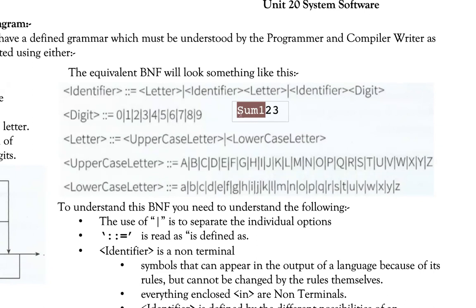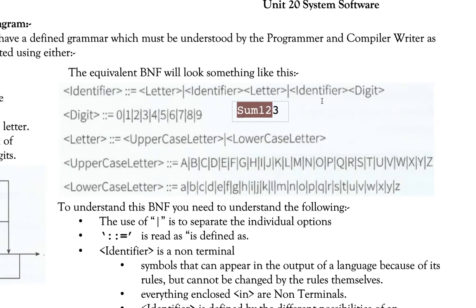And if an identifier is followed by a digit, now is 1 a digit, by the way? So let's look at whether 1 is a digit. Yes, 1 is a digit, and the definition of digit has this sequence of terminals in it. Is 1 in it? Yes, there is. So that means 1 is a valid digit, and since this one is a valid digit and identifier can be followed by a digit, that means SUM1 is a perfectly valid identifier.